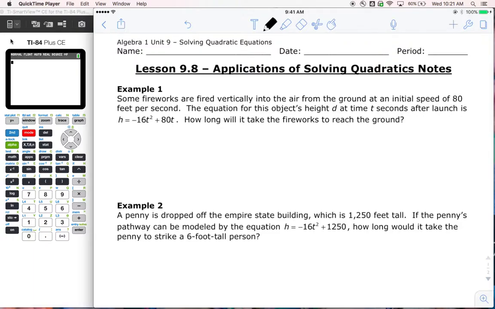9.8 Applications of Solving Quadratics. All we're doing today, guys, is using what we've learned about solving quadratics and applying it to word problems. All right, so applications, here we go.